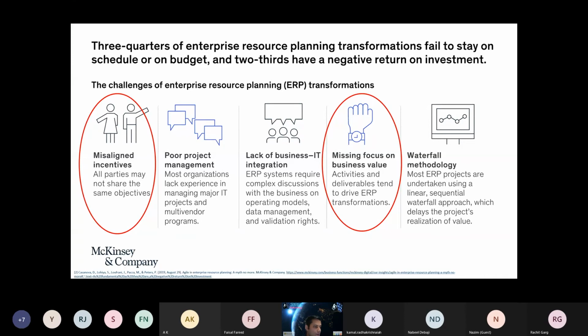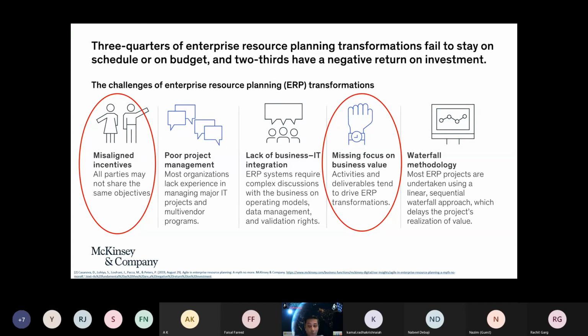Oftentimes it is misaligned incentives and objectives, which is a common example we as consultants see when we go out to clients. How many times as a consultant have you been in a situation during a requirement gathering session where business stakeholders are bickering and arguing between themselves about requirements? They are not on the same page, and you're watching in disbelief.